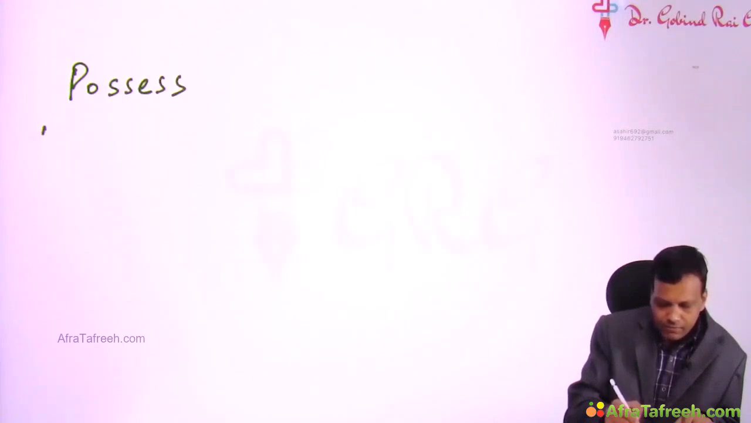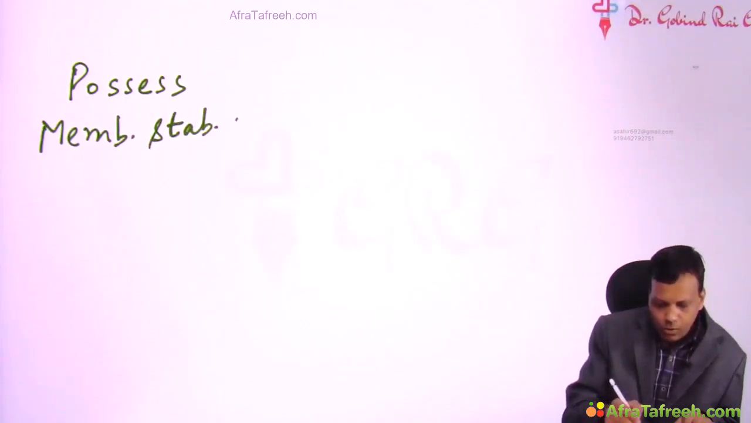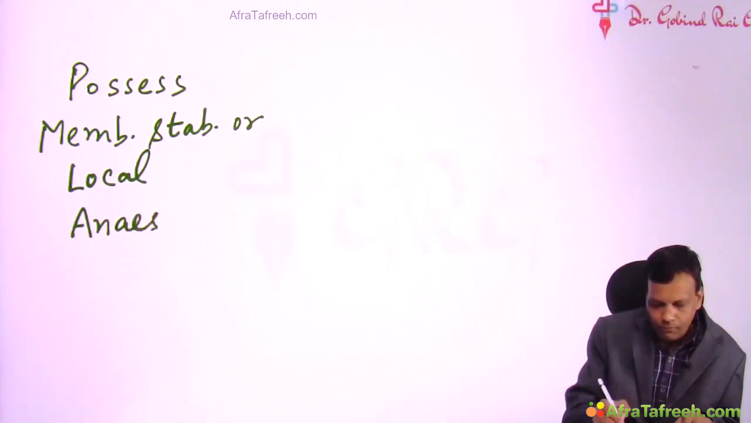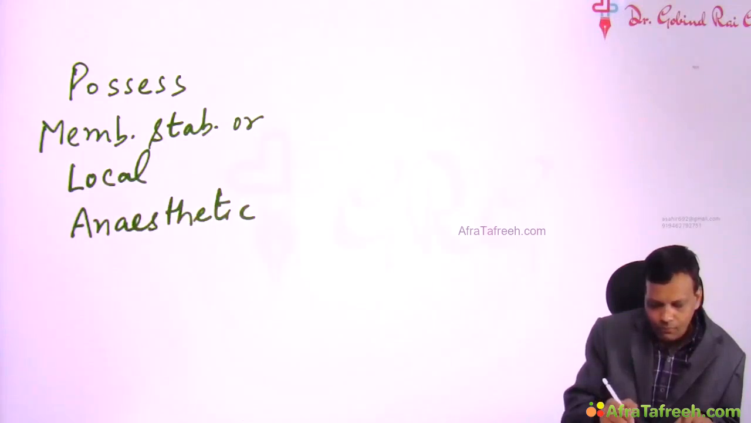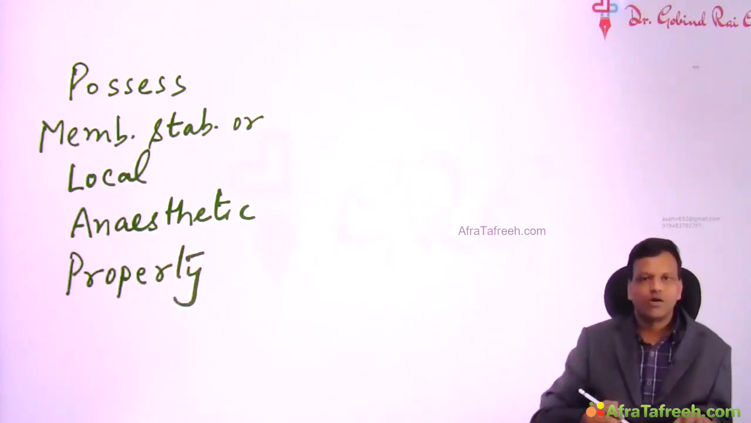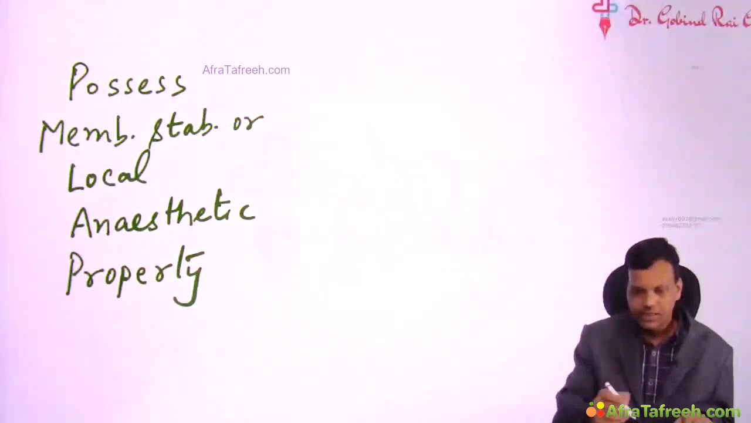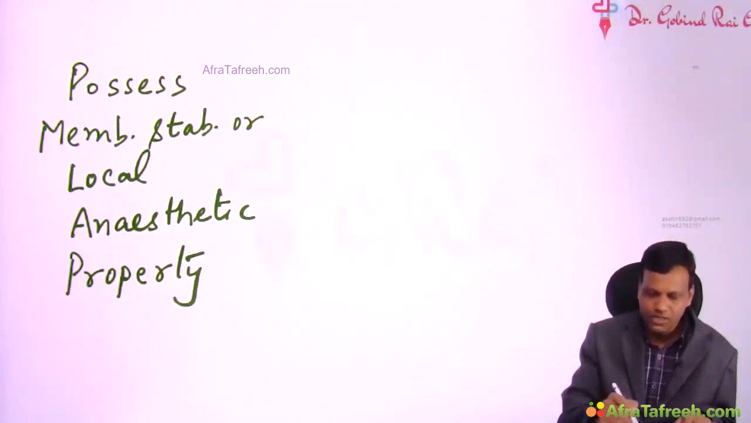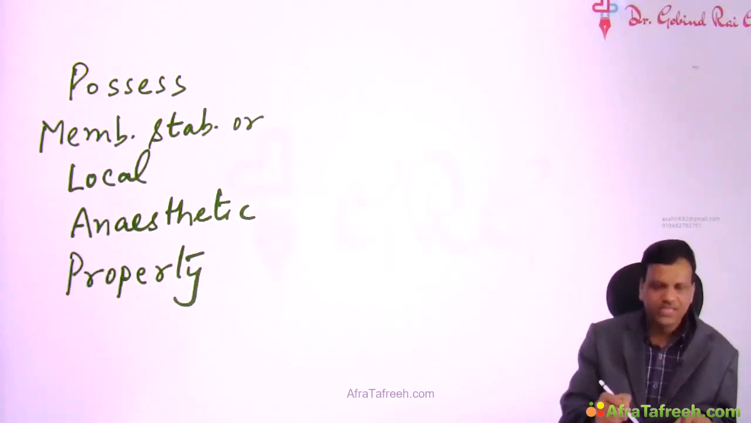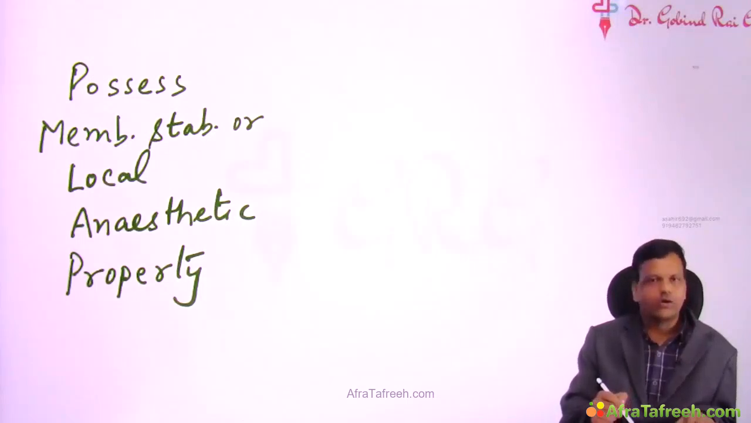So now the name of the drugs. These you can remember as possess membrane stabilizing or local anesthetic property. Again, the sentence tells everything. They possess membrane stabilizing property, means preferred in arrhythmias. They have local anesthetic property, so they are avoided in glaucoma.